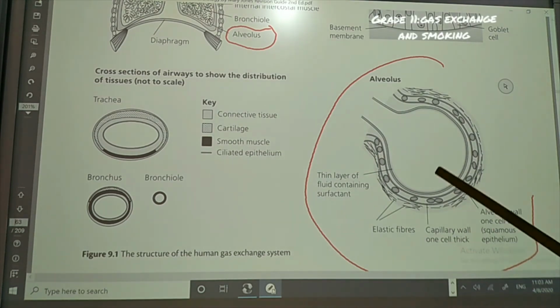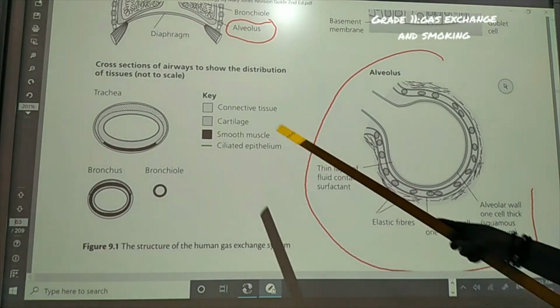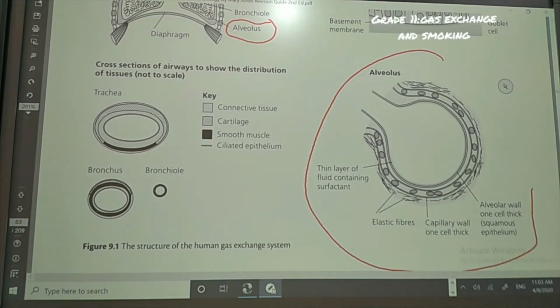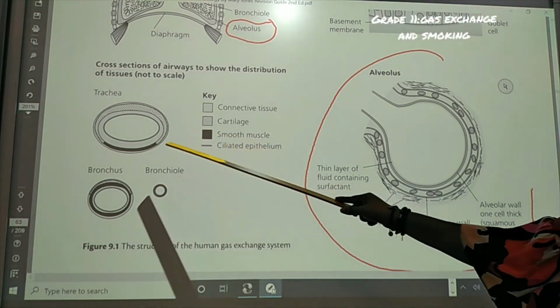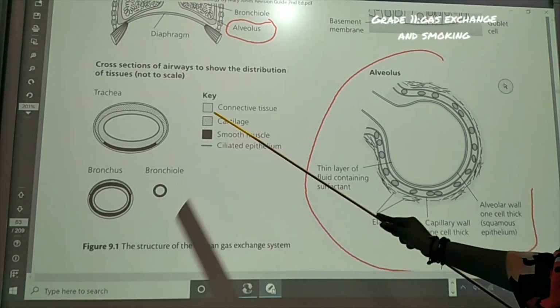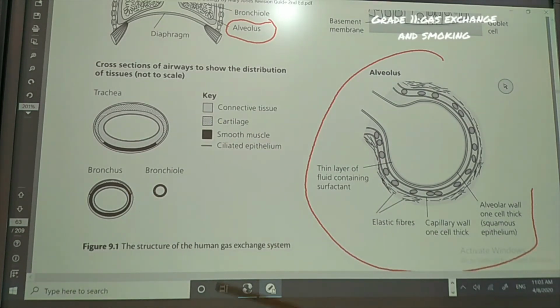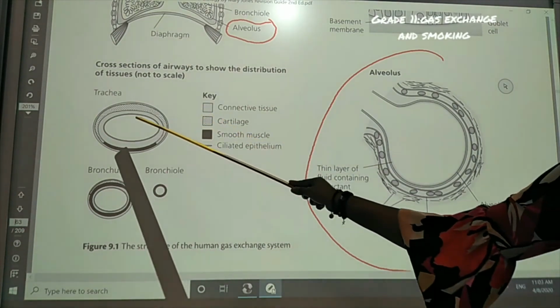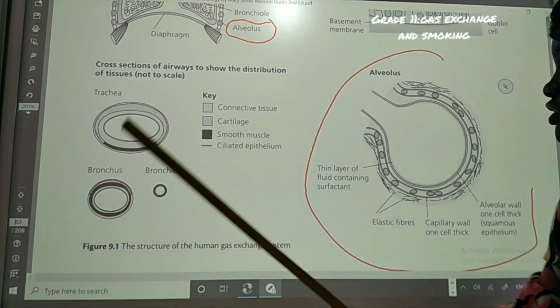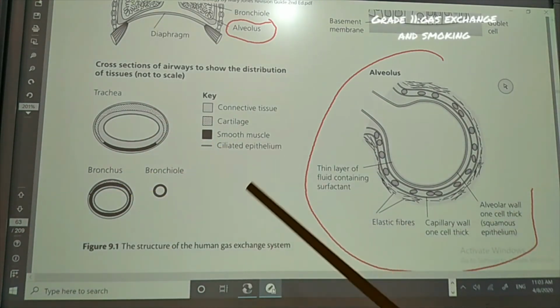Okay, so let's look at this. This is a cross-section of airways to show the distribution of tissues. The dark is the smooth muscles. So you see, we have the smooth muscles in the trachea, in the bronchus, and also some in the bronchiole. These represent the connective tissues. Here, we have the cartilage. You can see the cartilage. And we have the ciliated epithelium.